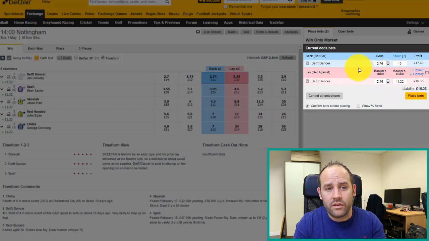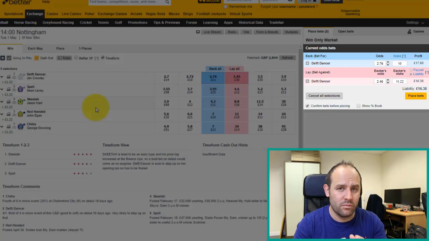If the horse was to win the race, we'd win 17.60, but we'd lose 16.38 because of the difference in prices, leaving us a £1.22 profit. And if the horse was to lose the race, we'd lose our £10 back stake, but we'd gain 11.22. Again, the difference being £1.22. So it's all very simple how a basic trade works.